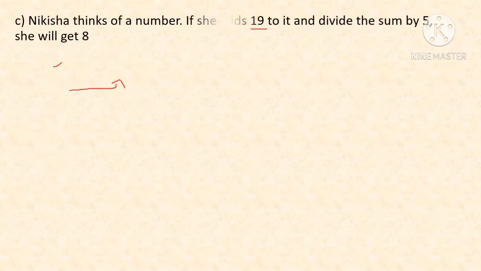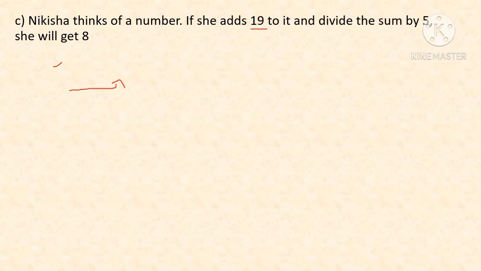Next problem. Nikisha thinks of a number. If she adds 19 to it and divides the sum by 5, she'll get 8. So Nikisha thinks of a number. We don't know that number. What she is thinking, we don't know, right?